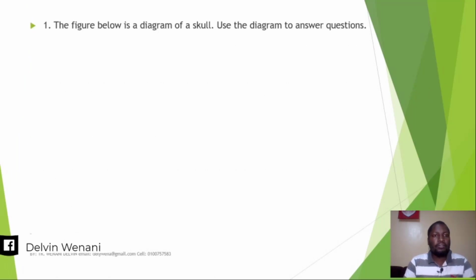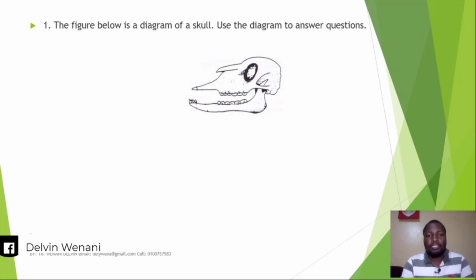The first one says the figure below is a diagram of a skull. Use the diagram to answer the questions that follow. So that is the skull that we have. Look at the skull, and therefore, let us move to the question.